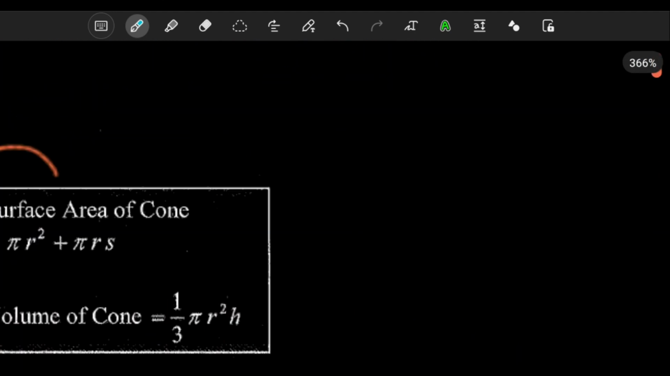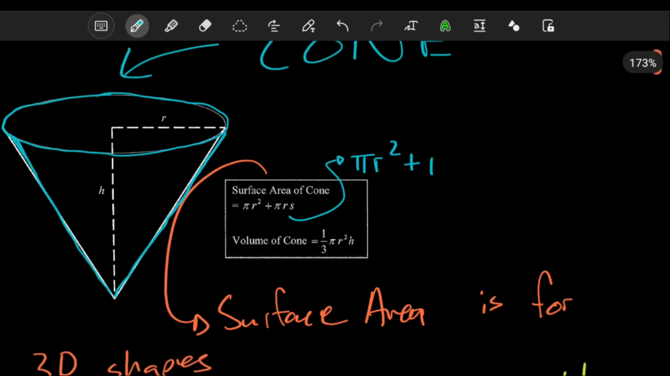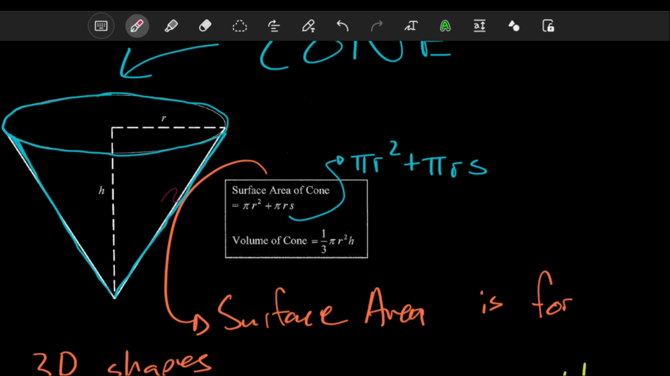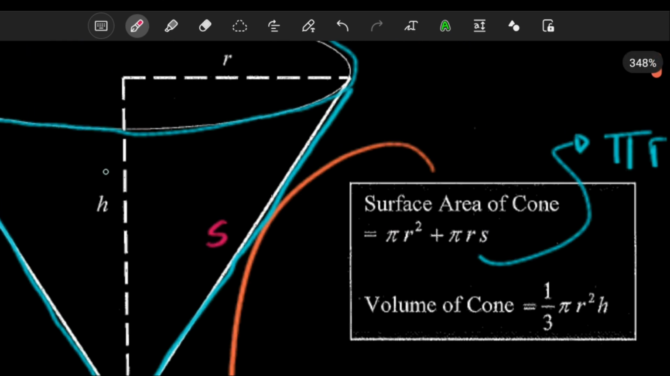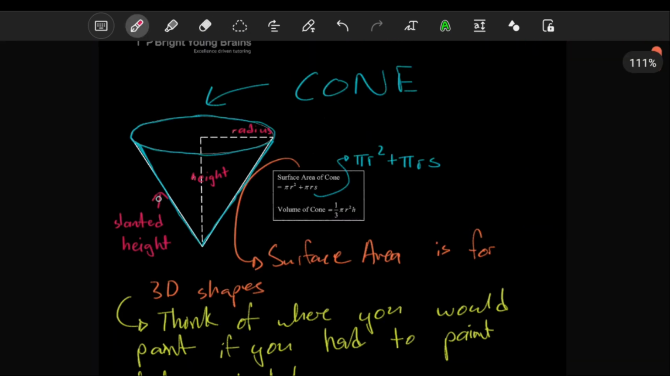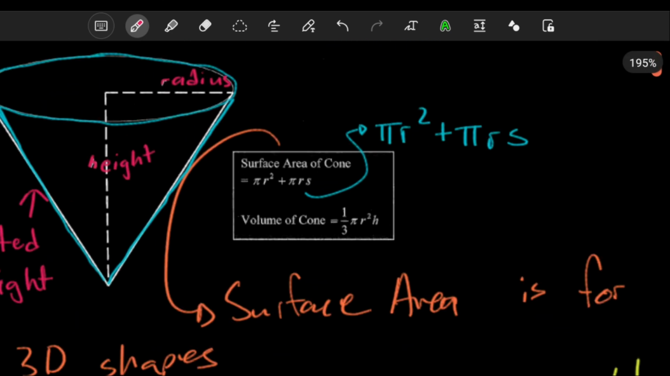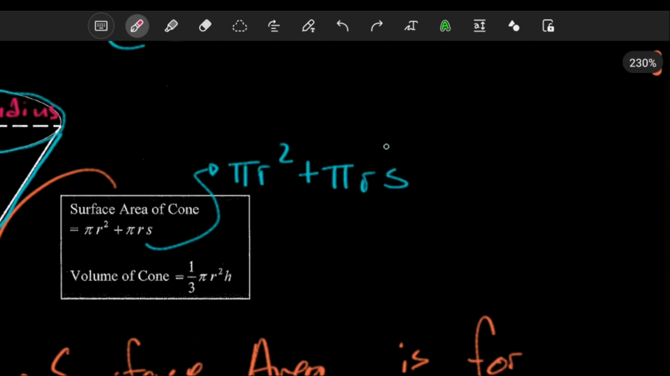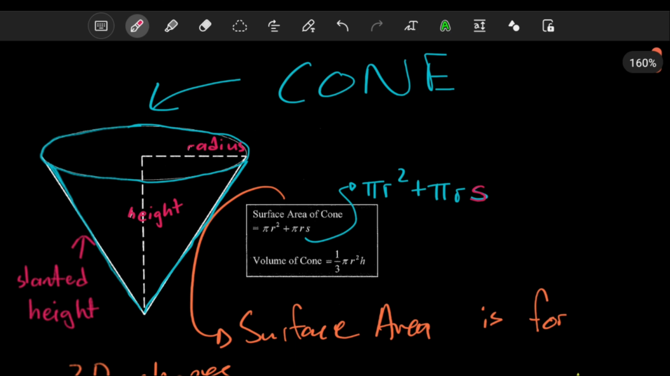So clearly here, for your surface area, this is likely one of those formulas that you'll always be given. The S here refers to the slanted height, which is this value over here, because you have a perpendicular height and then a radius. So you have your slanted height, your height, and your radius. The S is for slanted height, and the R is for radius. That's plain and straightforward.